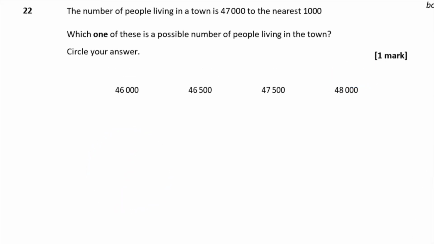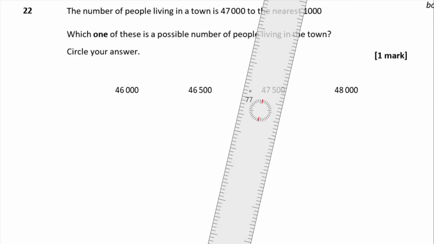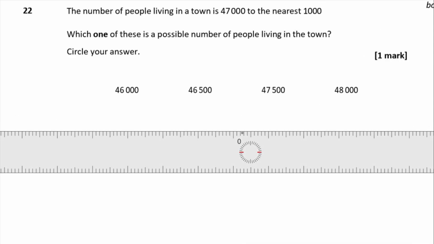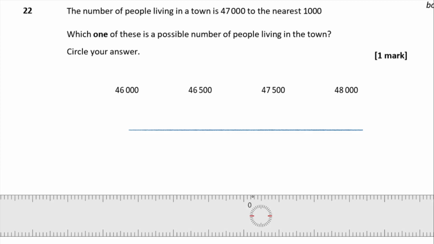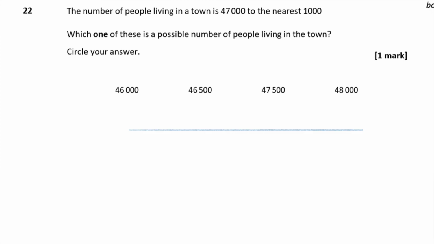Question 22. The number of people living in a town is 47,000 to the nearest 1,000. Which one of these is a possible number of people living in the town? Circle your answer. Okay, now this is a limits of accuracy or an error interval question, isn't it? So if I drew a number line and I marked on the number that they gave me, which was 47,000, then if this has been rounded off to the nearest thousand, 1,000 above 47,000 is 48,000, and 1,000 below 47,000 is 46,000.